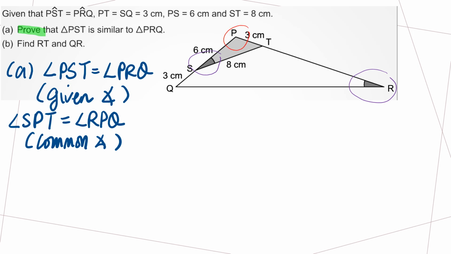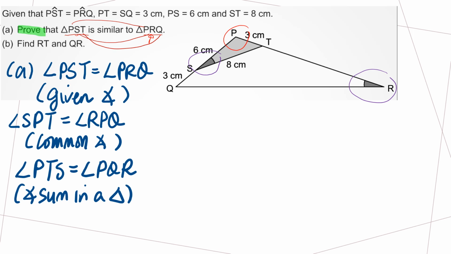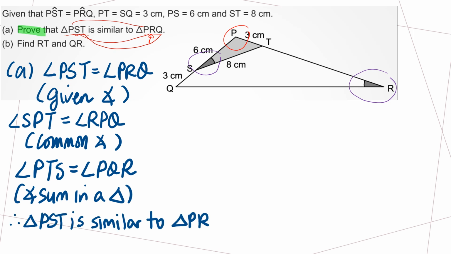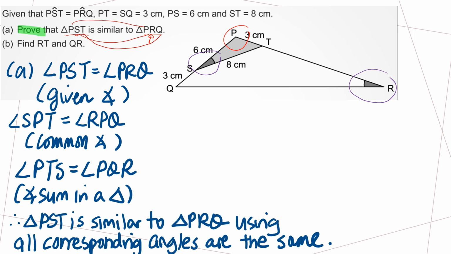So angle SPT, S first, followed by P, then T. Here it will be R first, followed by P, and then followed by Q. Once you're given that this triangle is similar to that, the order will be the same already, so it's quite easy. Of course the third angle will be the same because of the angle sum in a triangle. Therefore, triangle PST is similar to PRQ, using all corresponding angles are the same.